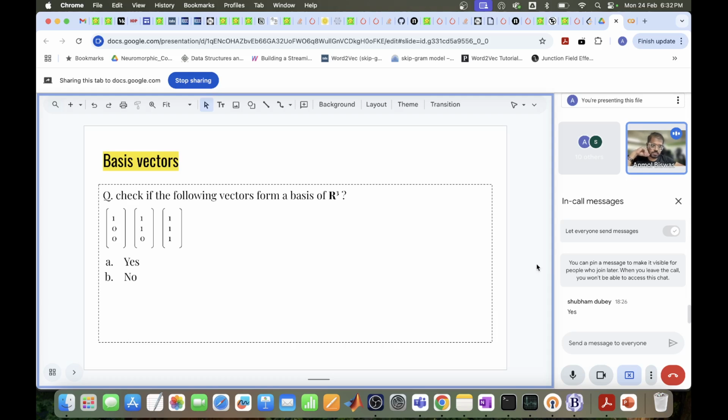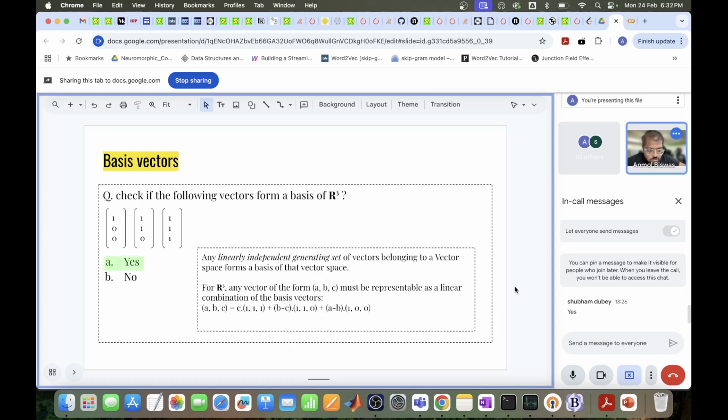And the second thing is that a basis set should be what is called a generating set, right? So it should be a generating set and it should be linearly independent, which means that every possible vector that belongs to R3 must be able to be expressed as a linear combination of these three vectors, right? Which is in fact the case. We can easily check it out.